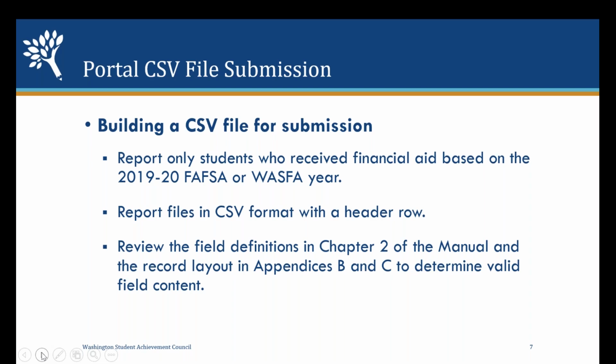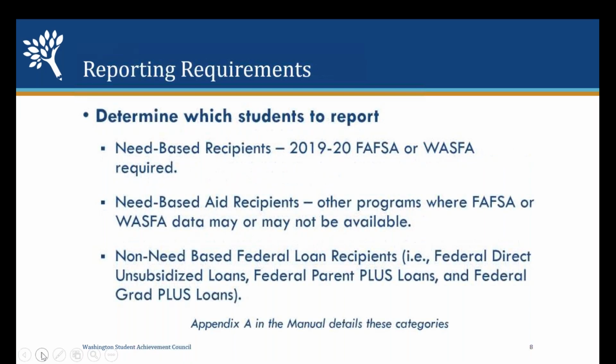We want you to review the field definitions in Chapter 2 of the manual and the record layout in Appendices B and C to determine your valid field content. We also have a sample on our website, and it has significant layout changes for 2019 and 2020. So be aware of that and look at the sample that we have provided for you in the manual.